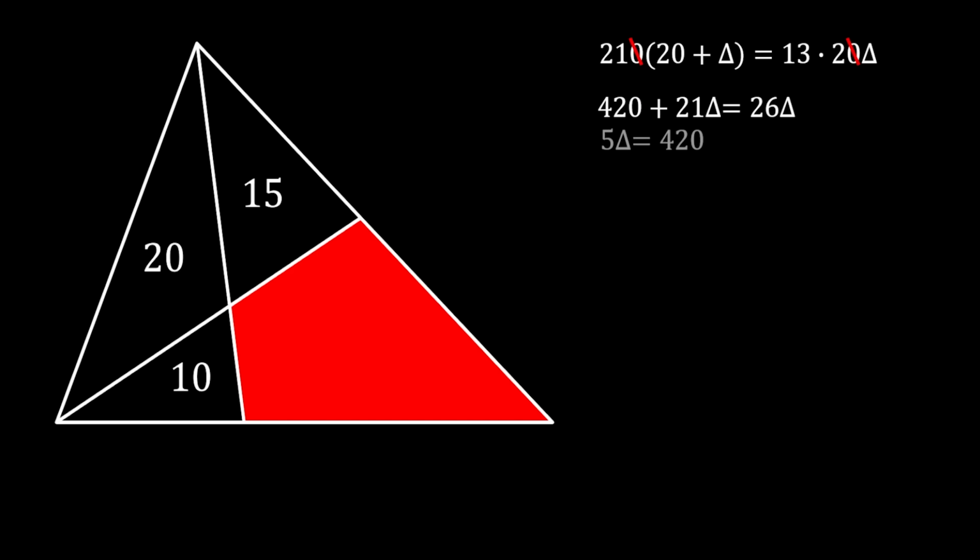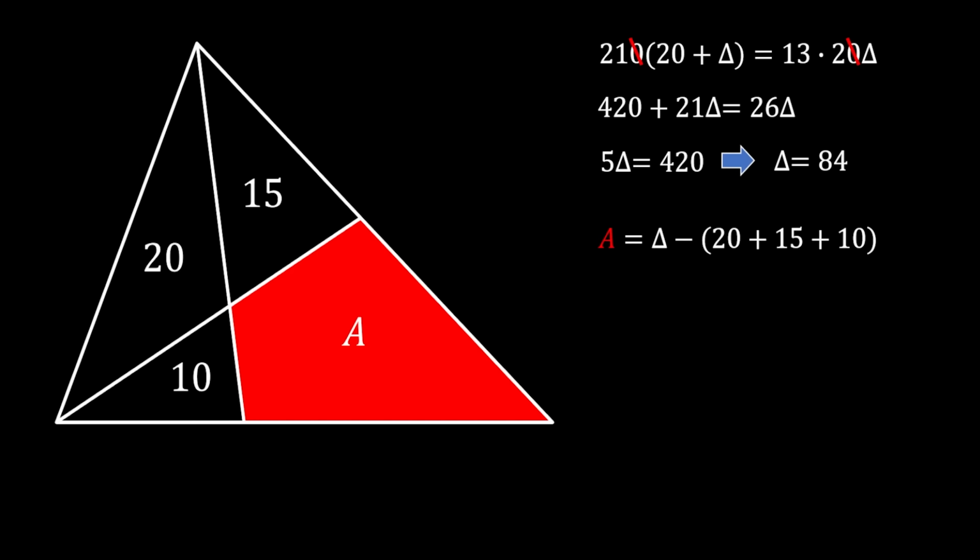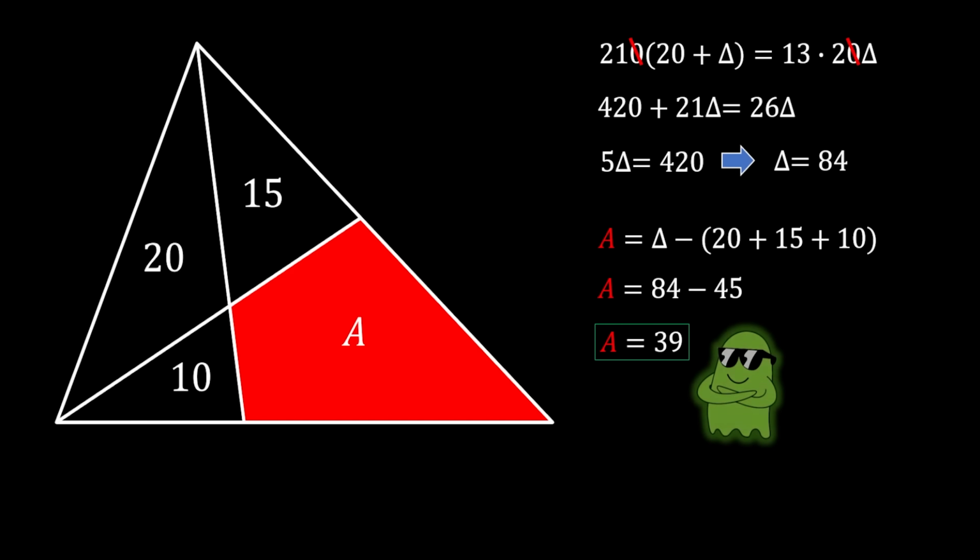We can simplify both sides with 10 and expand to get to the following. From here, we will get that 5 times the area of the overall triangle is equal to 420, which means that the area of the overall triangle is equal to 84. Now it's pretty easy for us to find the remaining red area, since it is equal to the difference between the overall area of the triangle and the sum of those 3 triangles inside of it. So if we substitute the values and calculate, we will get that this red area is equal to 39 squared units, and again we have our solution.